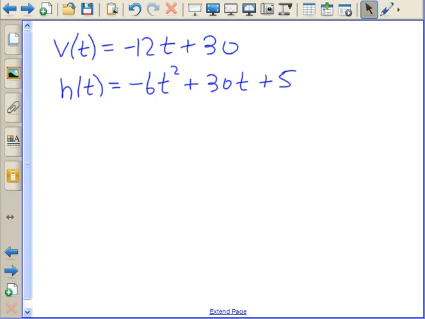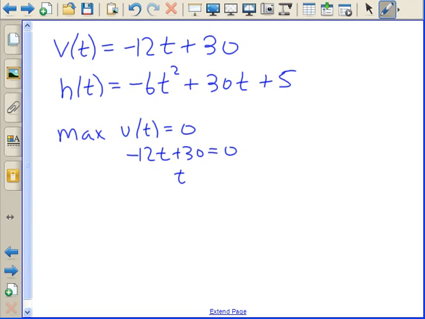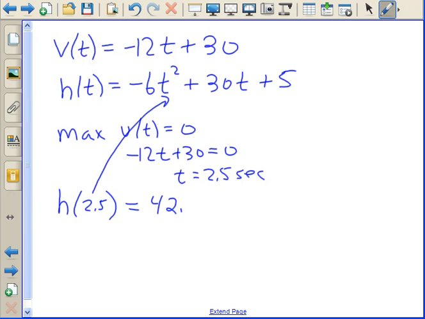If you remember when we did these motion problems at the beginning, max height happens when velocity equals 0. So if we solve our equation, negative 12t plus 30 equals 0, we get t equals 2.5 seconds. So to find our height, we need to evaluate h of 2.5. And if we plug that into our equation here and calculate, we get 42.5 feet.